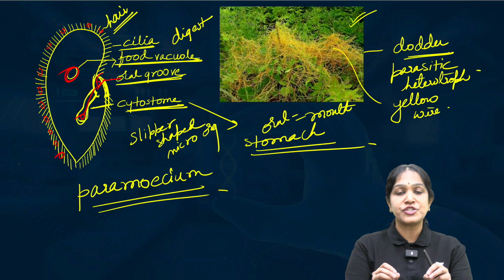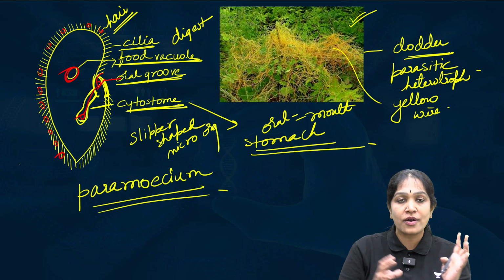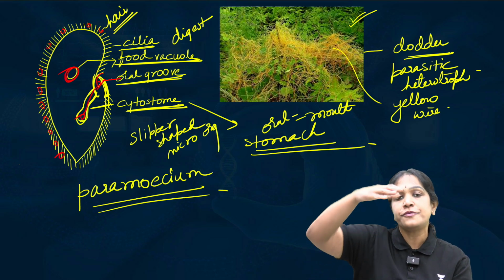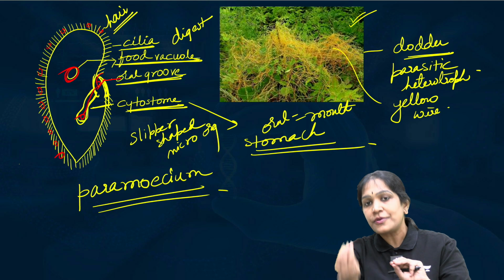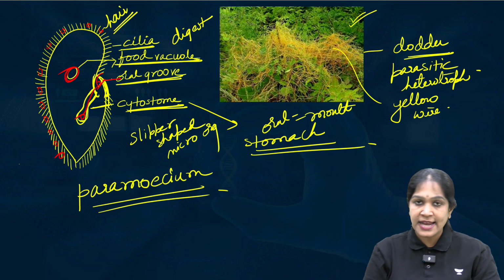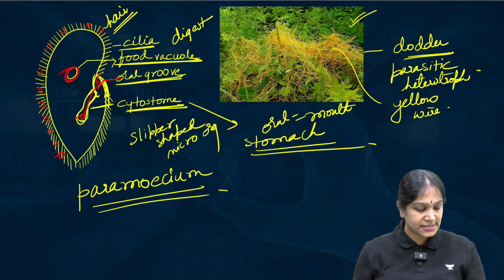I repeat, paramecium, a slipper shaped microorganism with full of hair on it, cilia. From wherever the food comes, the cilia will push the food towards the oral groove. From the oral groove, the food enters into the paramecium. It goes into the cytostome, and then it forms a food vacuole where the food is digested.